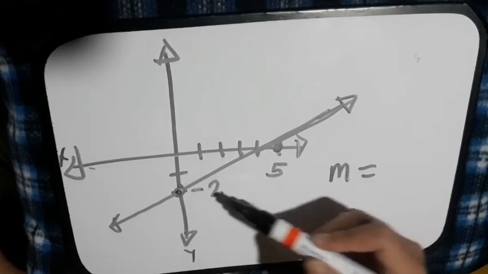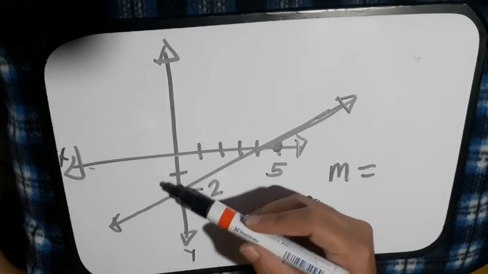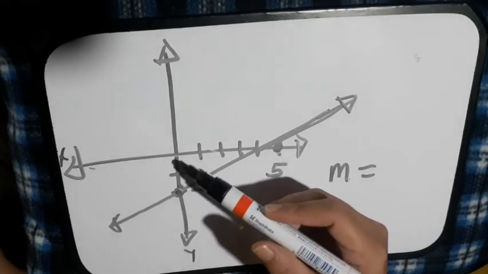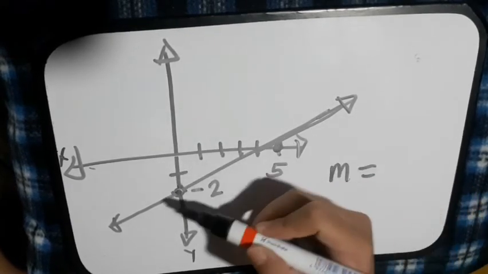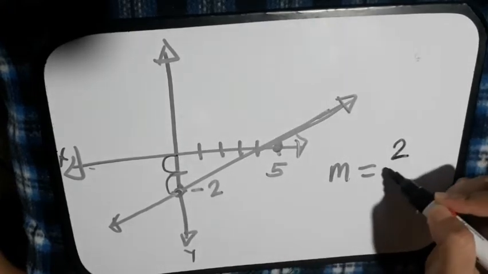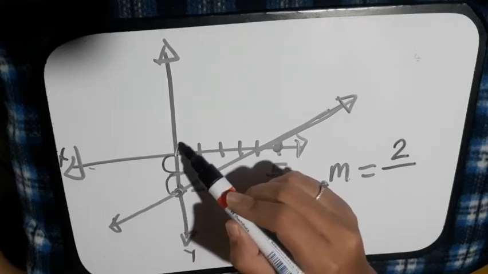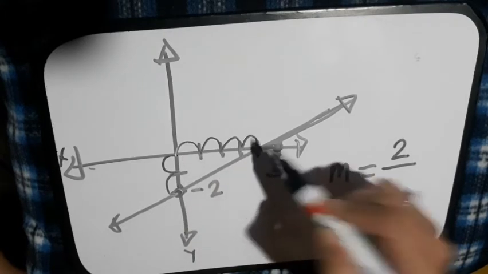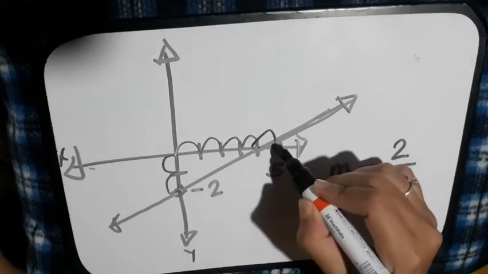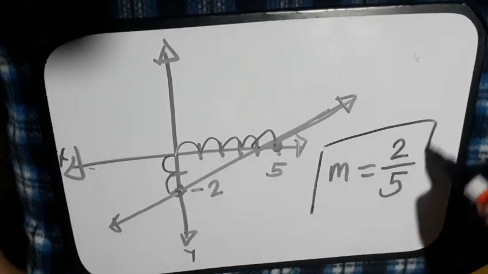So, we have here 2. So, we need to count the rise. Kailangan nating i-count kung ilan yung points na dadaanan niya papunta sa ating x-intercept. So, we have 1, 2. That is our rise. Then, after that, count the run. 1, 2, 3, 4, 5. So, meaning to say, our slope is equal to 2/5.